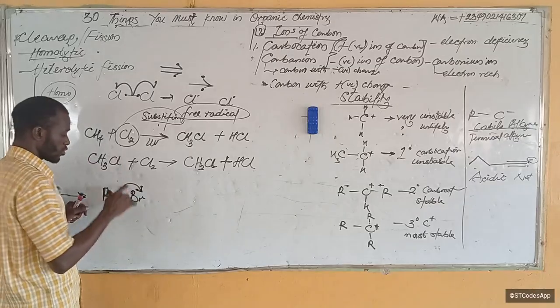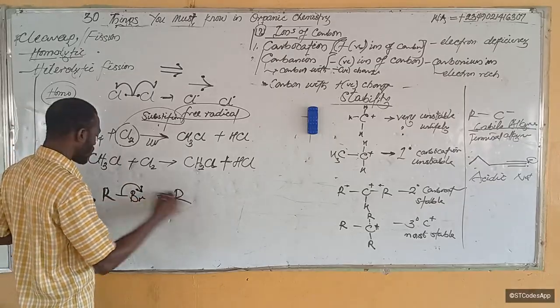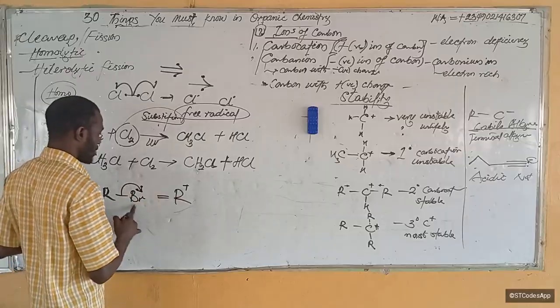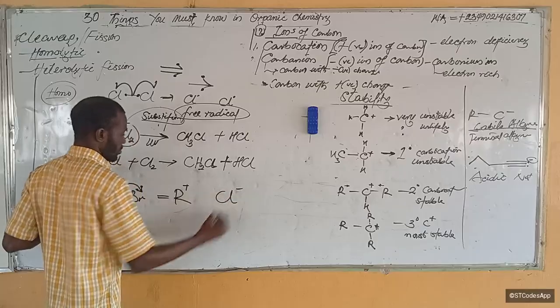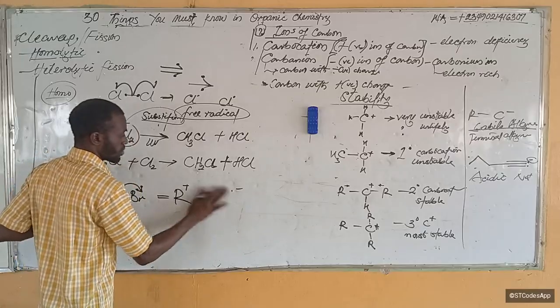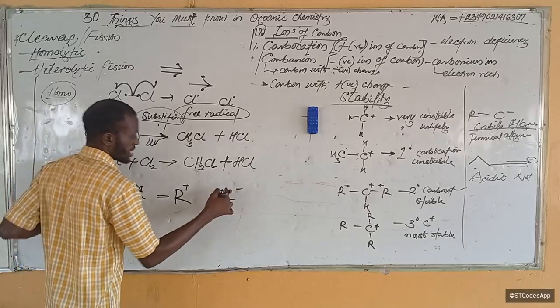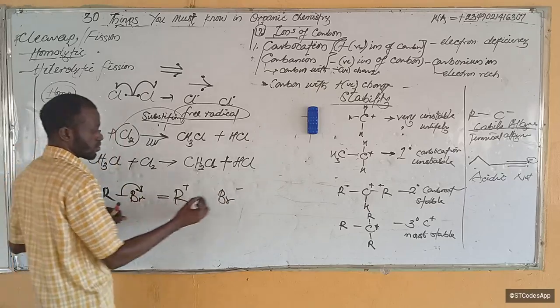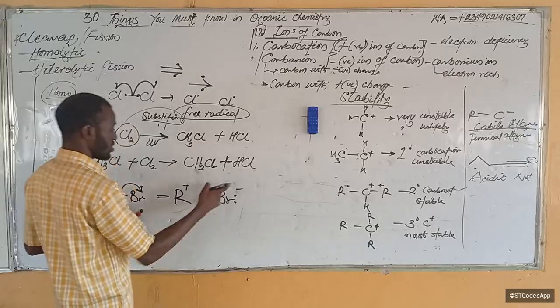Is that okay? It's going to get all the electrons to itself. So this one, R, will now become what? Positive. This one will now become what? Negative. Do you understand now? So Br will now become what? Negative, because it has gained all the electrons to itself.